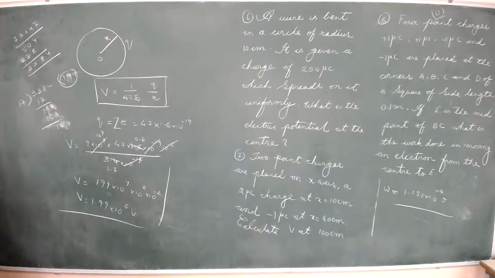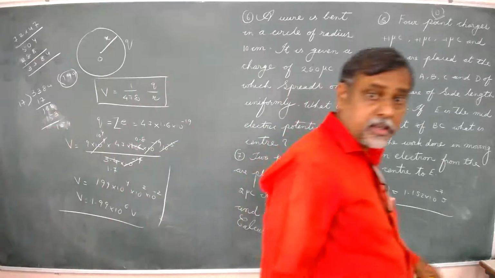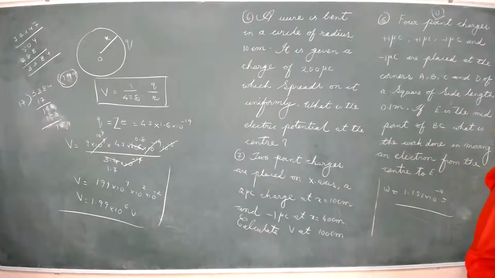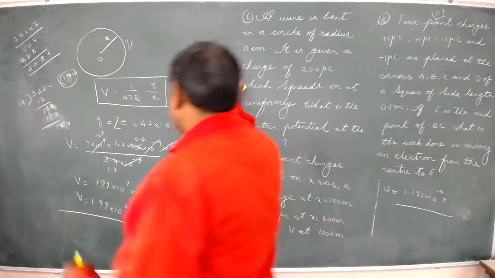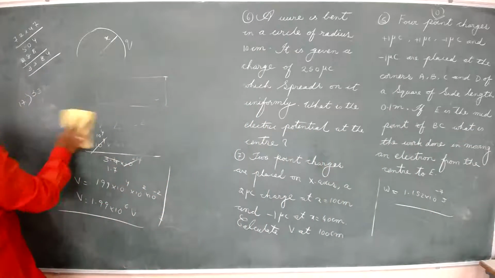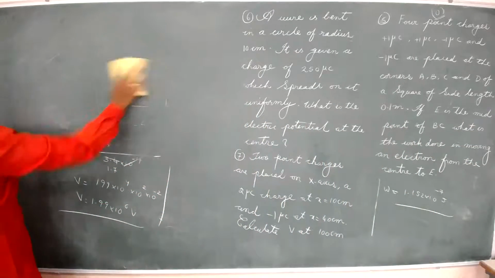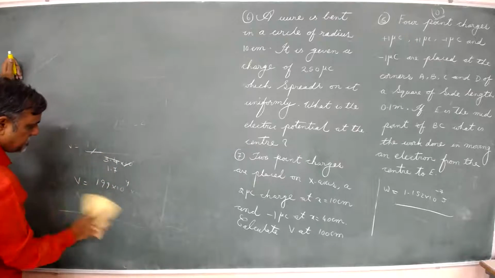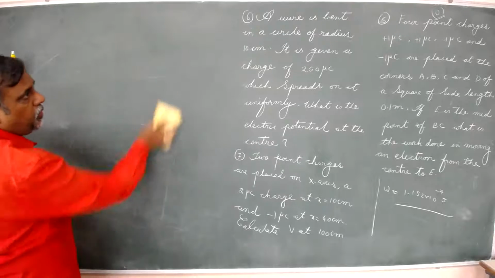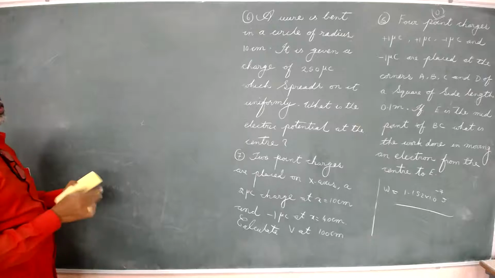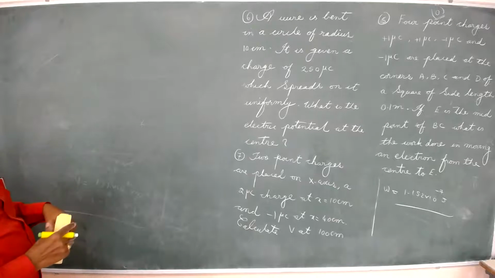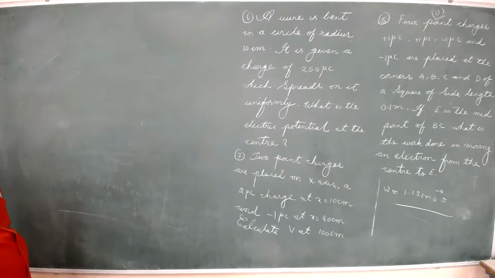Okay, now the fifth problem we have to discuss. Sagar, what do you say here? Zero only? Okay, yes, zero only. Now let me explain the fifth one. The given problem is: 4 point charges plus 1 microcoulomb, plus 1 microcoulomb, minus 1 microcoulomb and minus 1 microcoulomb are placed in the coordinates A, B, C, and D of a square of side length 0.1 meter.